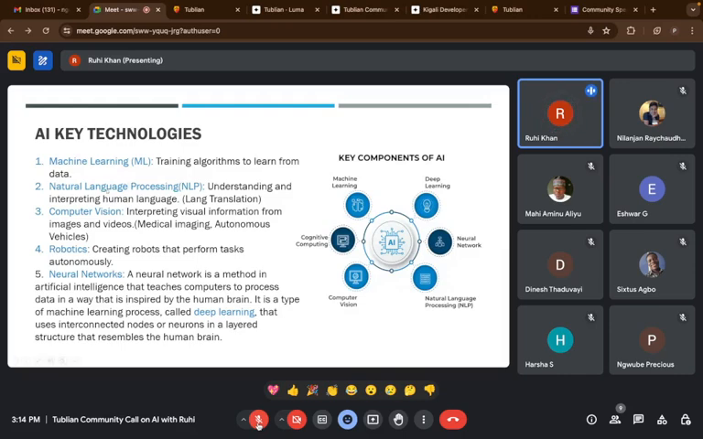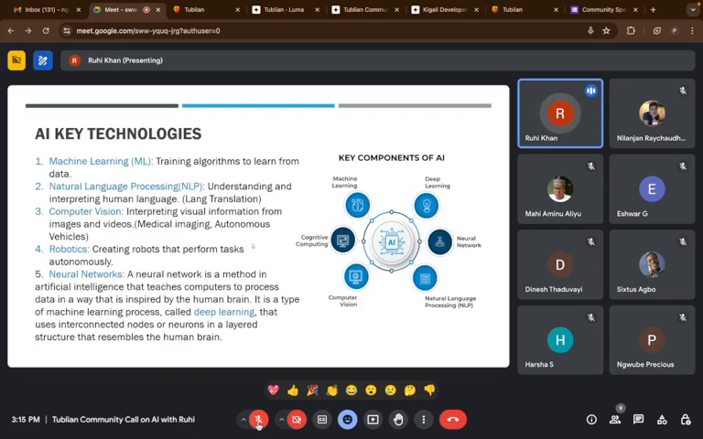Then is natural language processing, which is NLP, understanding and interpreting human language, like language translation, which we use on Google. Then is computer vision, interpreting visual information from images and videos, such as medical images. Then are autonomous vehicles. Then robotics, creating robots that perform tasks autonomously.